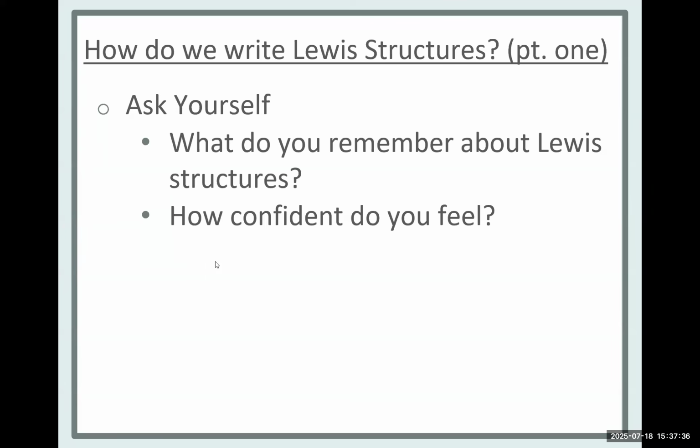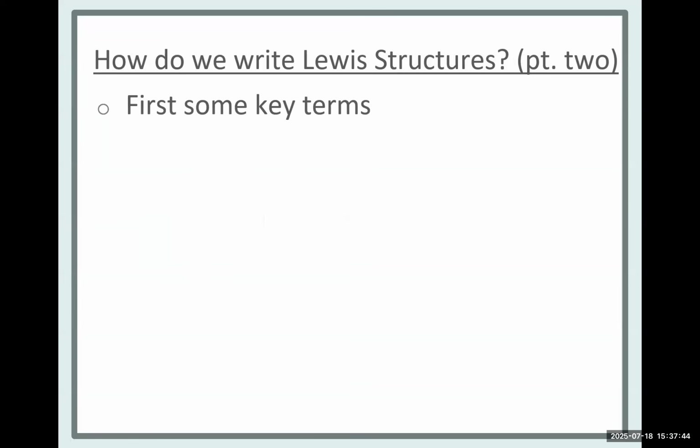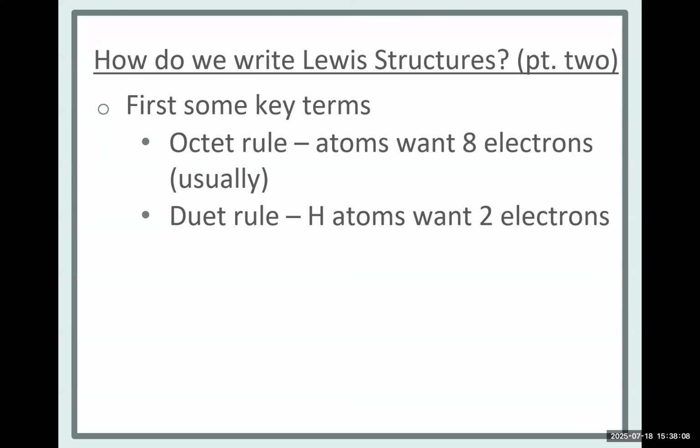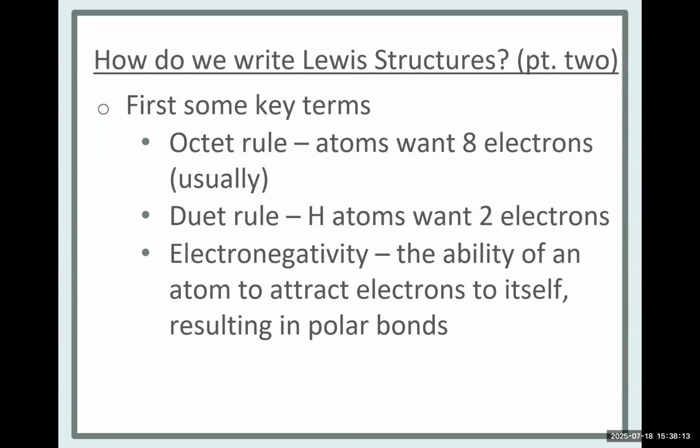In case your answer was, I don't remember anything about it, I kind of doubt that, but just in case that's how you feel, we like to always start at the beginning. So let's start at the very beginning and have some key terms. First things first, and you may have written this down, we have the octet rule. What is the octet rule? I would ask that if we were in class. Atoms want 8 electrons. So usually anything past helium wants 8 electrons to have a full valence shell, and they'll engage in bonding to get that. For hydrogen and helium, we have the duet rule. They only want 2 electrons to be satisfied.